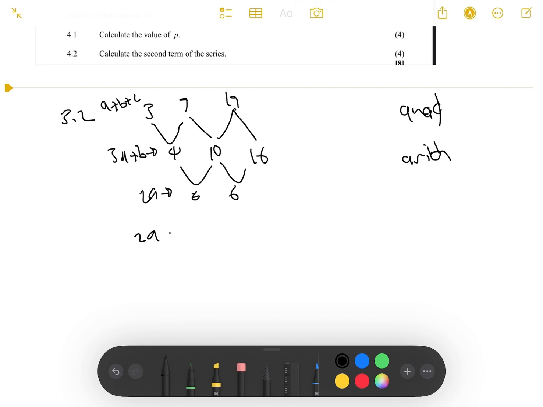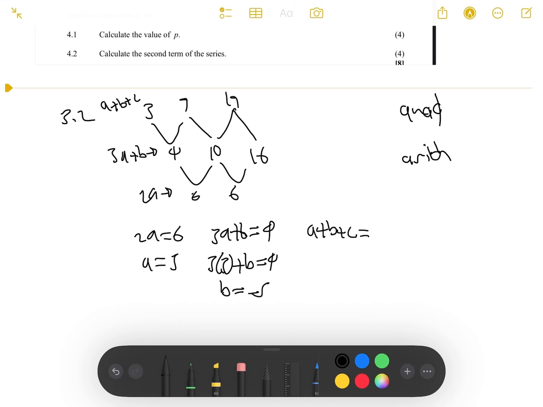Okay, therefore 2a is equals to 6. Divide both sides by 2, we get a is equals to 3. And then 3a plus b is equals to 4, of which this gives us 3 times 3 plus b being equals to 4. Therefore b is equals to -5, right? And then a plus b plus c is equals to 3. This gives us 3 plus in bracket -5 plus c all equals to 3. Therefore c is equals to 5, right?